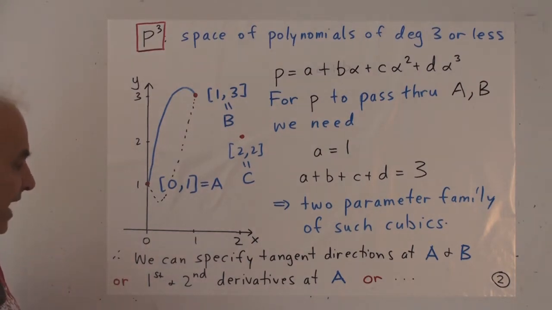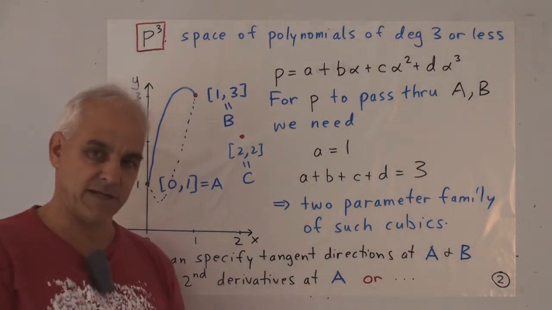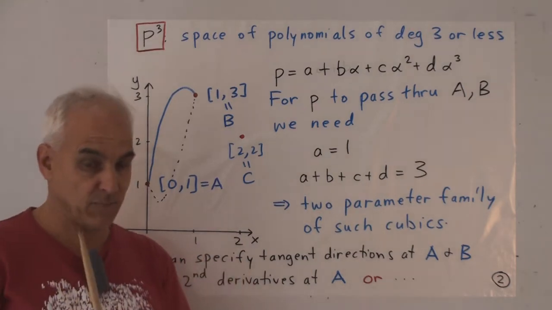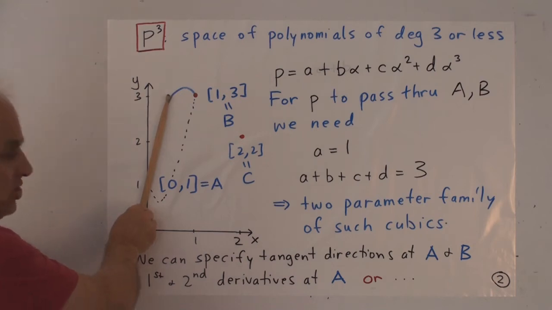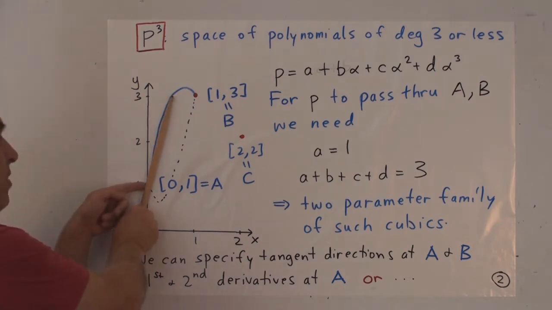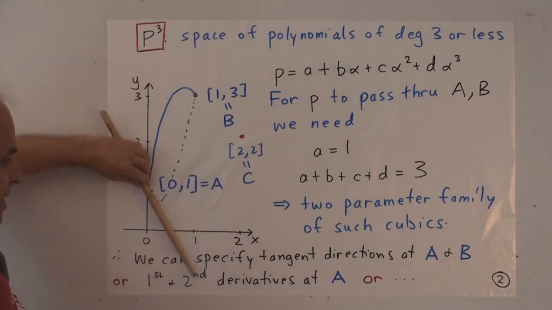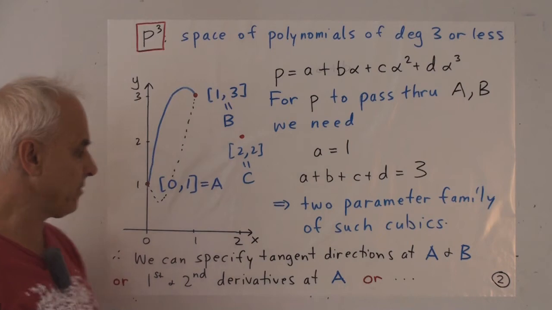So to specify any one of them, what we could do is we could specify tangent directions at A or B. In other words, to pin down the possibilities, we could say, well, we want a polynomial which happens to be tangent to this line at the point 1, or maybe tangent to this line, or maybe tangent to this line. That's essentially specifying a first derivative at A.